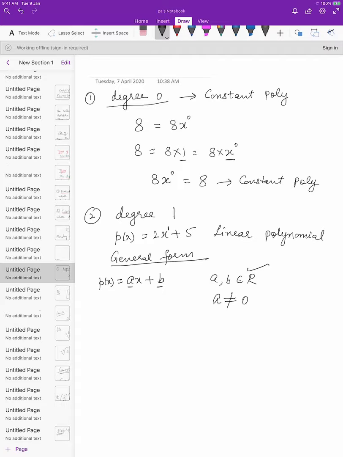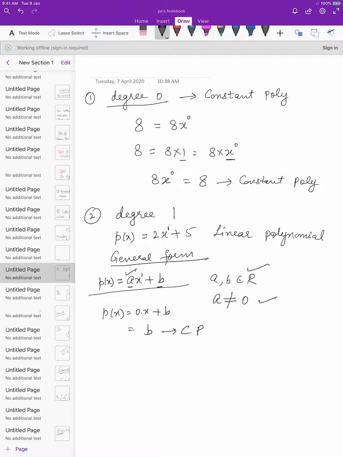What will happen if a becomes 0? Then the polynomial p(x) will reduce to 0 times x plus b, that is only b, which will be a constant polynomial. This is no more a linear polynomial. So whenever we define the general form, we specify that the coefficient of the highest degree term should be not equal to 0.